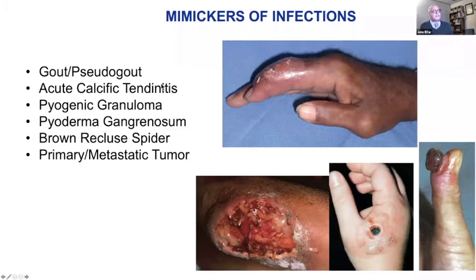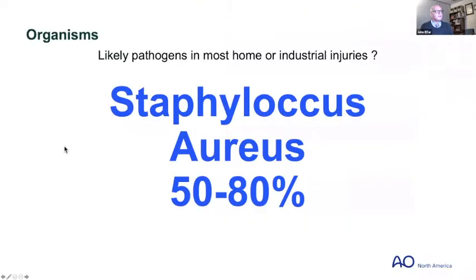Acute calcific tendonitis can mimic an infection. Pyogenic granuloma, that's this picture on the end here. I had one of these, and it was quite a thing. They tend to bleed, but they're not infections. Pyoderma gangrenosum, brown recluse spider bites. These are things that can be really bad. And always remember, a skin cancer can look like an infection. And I've had a couple of those myself over the years.